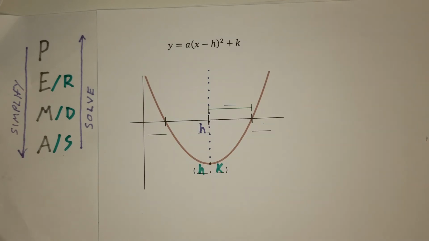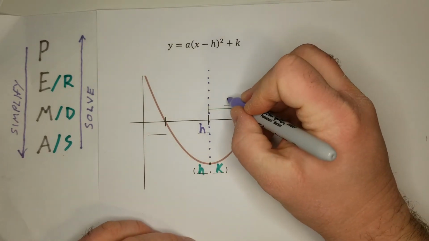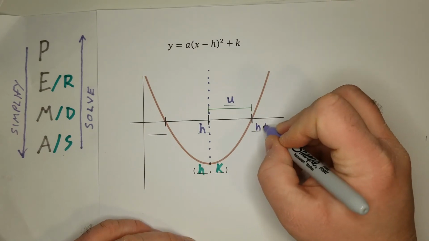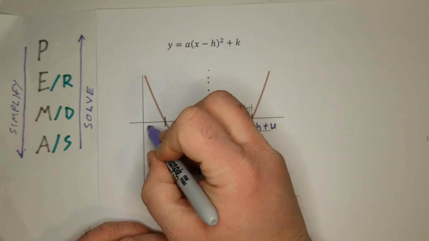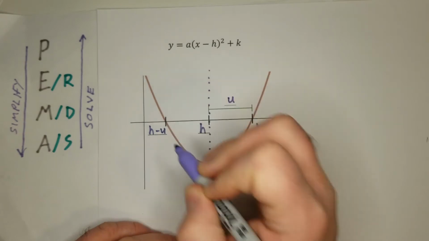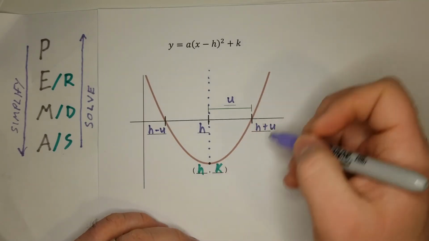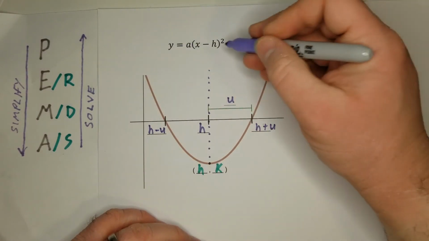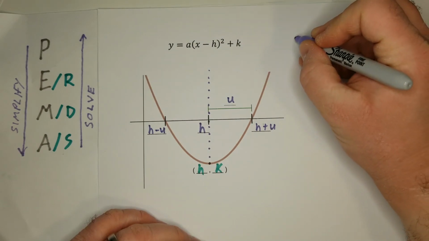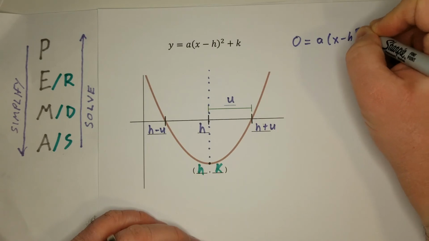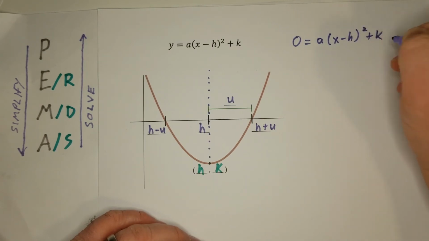The roots are going to be some distance away. For right now, let's call it u. So this is going to be h plus u, and this one is going to be h minus u. We'll throw in some other letters for those later, but for now, let's just think of it like that. We can find out what u is in terms of a, h, and k if we want to by, again, setting y equal to 0 and solving.